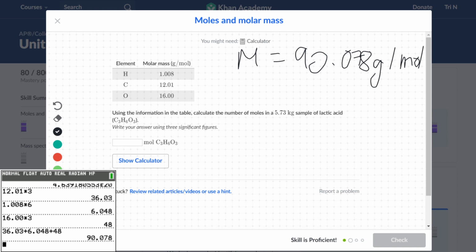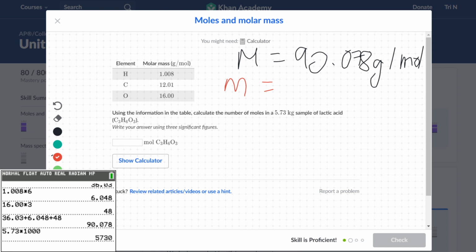We need to find the amount of moles, and the other thing we have is the mass. The mass in this case is 5.73 kilograms. But if we have a look at the unit of molar mass, we have grams per mole. So we want the mass to be in grams to be compatible with the calculation we're going to make. So we want to convert 5.73 kilograms into grams. 1 kilogram is 1,000 grams, so we times it by 1,000, and that should give us 5,730 grams.